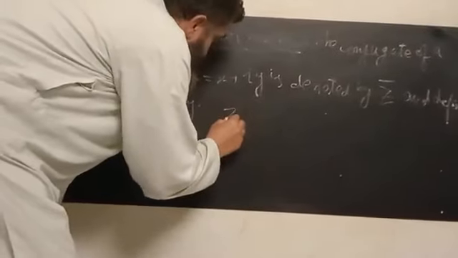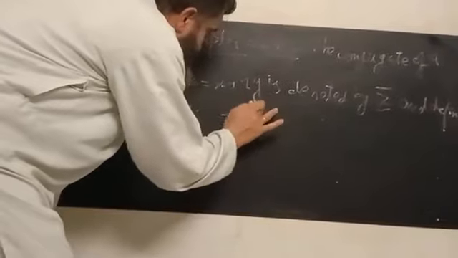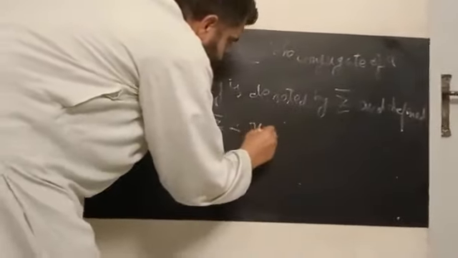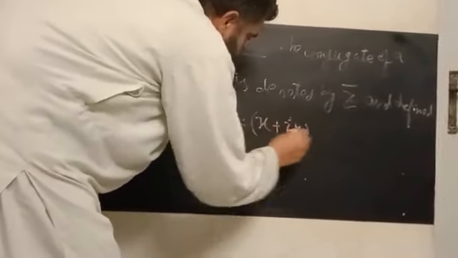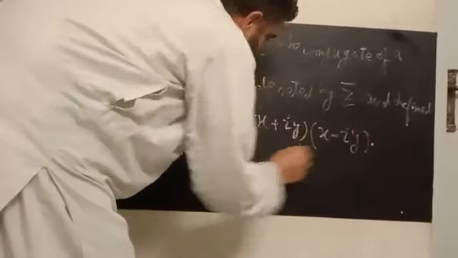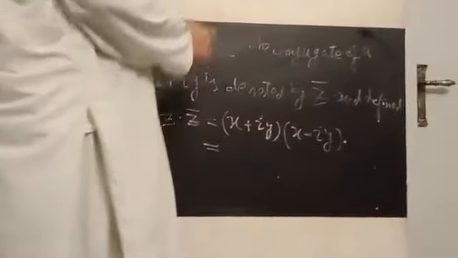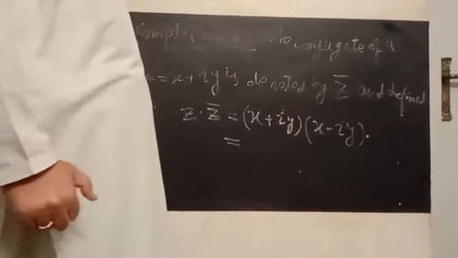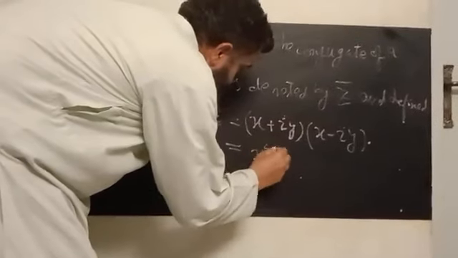Now z into z conjugate is equal to x plus iota y into x minus iota y. कल हमने पढ़ा था कॉम्प्लेक्स नंबर्स के लिए कि a प्लस b iota into a minus b iota is equal to a square plus b square. So this will become x square plus y square.